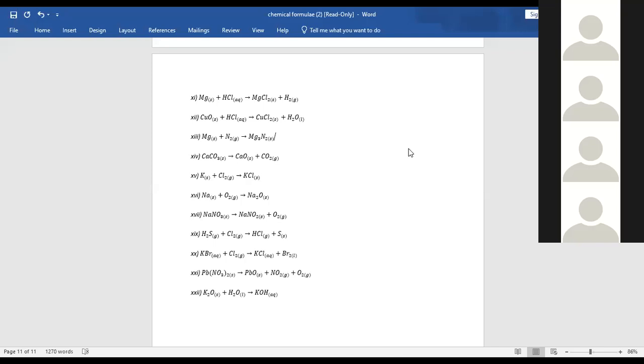Is that okay? Okay, thank you, teacher. Teacher, is it okay not to do it? Very okay. You are not expected to do it. For us, what we want is a balanced equation only.